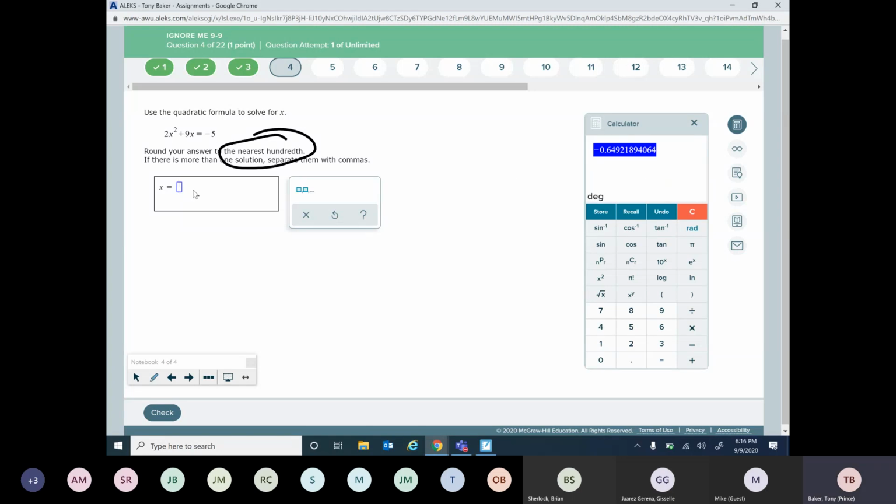So this one is negative 0.65, since they went to the hundredth. And then you just hit undo. And then we can change that plus to a minus. And get negative 3.85.